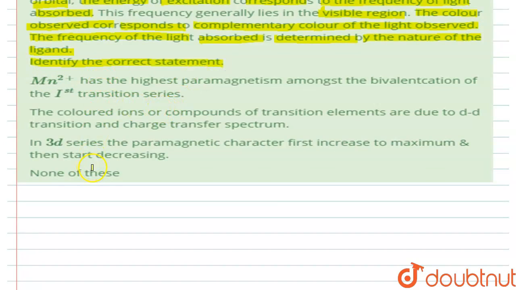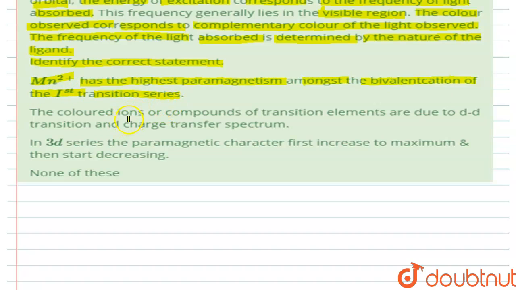And here we have been provided with 3 statements and 4 options total, and we need to find out whether these statements are correct or not. So let us take them one by one and try and find out whether they are correct or not. So the first one says that Mn2+ has the highest paramagnetism amongst the bivalent cations of the first transition series, right?